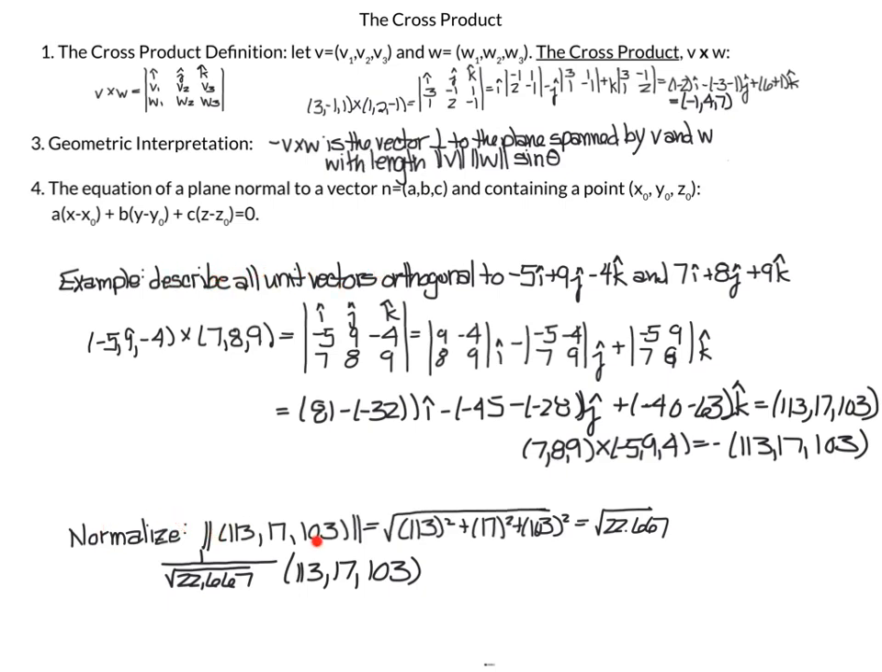So I'm going to look at the length of my 113, 17, minus 103 vector, which is this huge, ridiculously large number. So if I want to normalize my vectors, my two vectors are going to be plus or minus 1 over the length of my vector, which is 1 over square root of 22,667, times my vector 113, 17, minus 103. And again, plus and minus, they are both orthogonal.